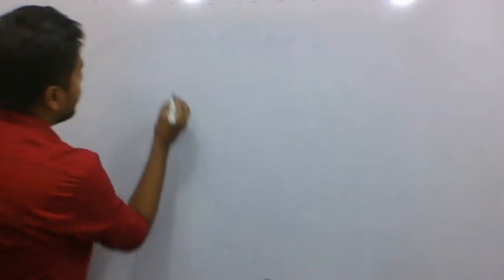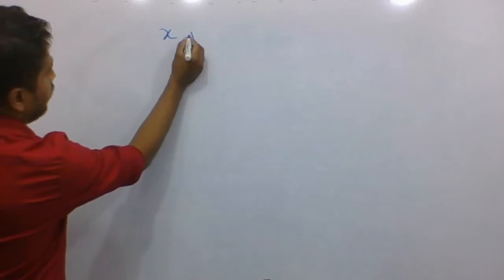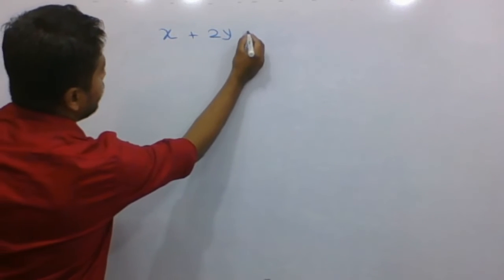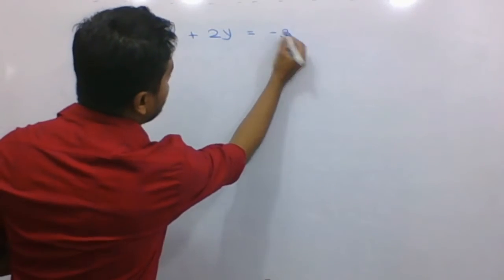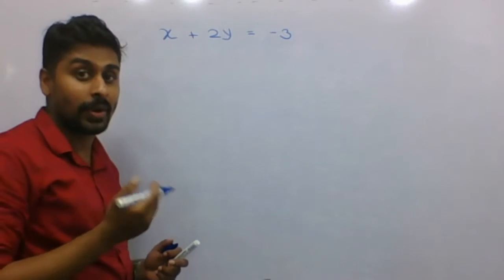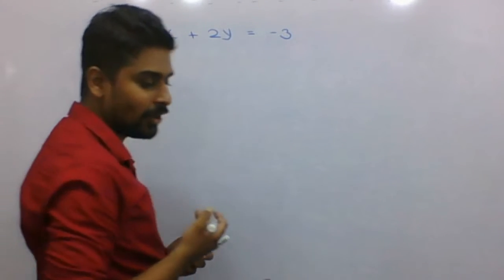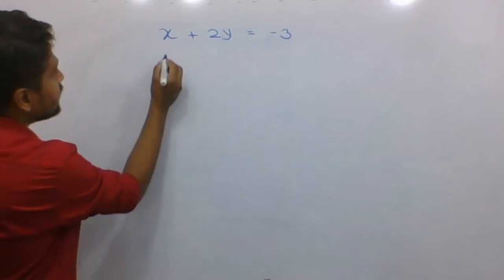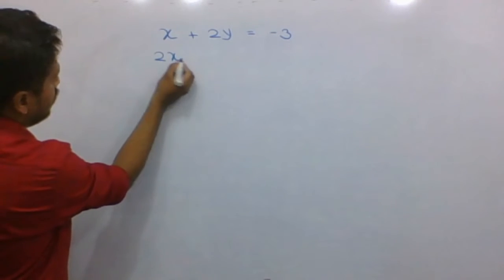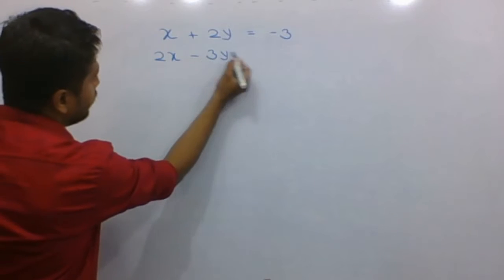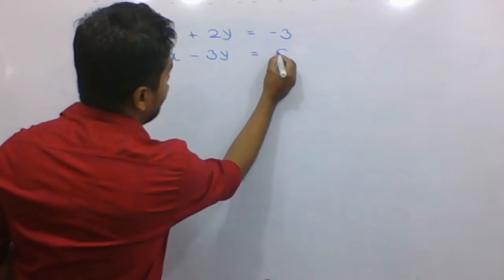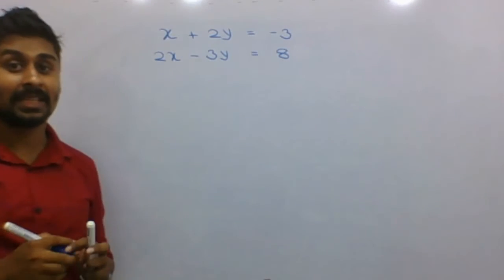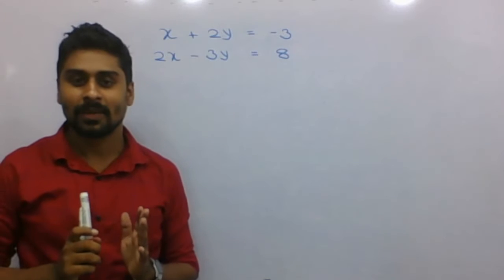Right? The next question. x plus 2y equal to minus 3. We need another equation, no? We know that we need two equations. The next one is 2x minus 3y equal 8. There is a small difference in this question. Right? Then try this one.